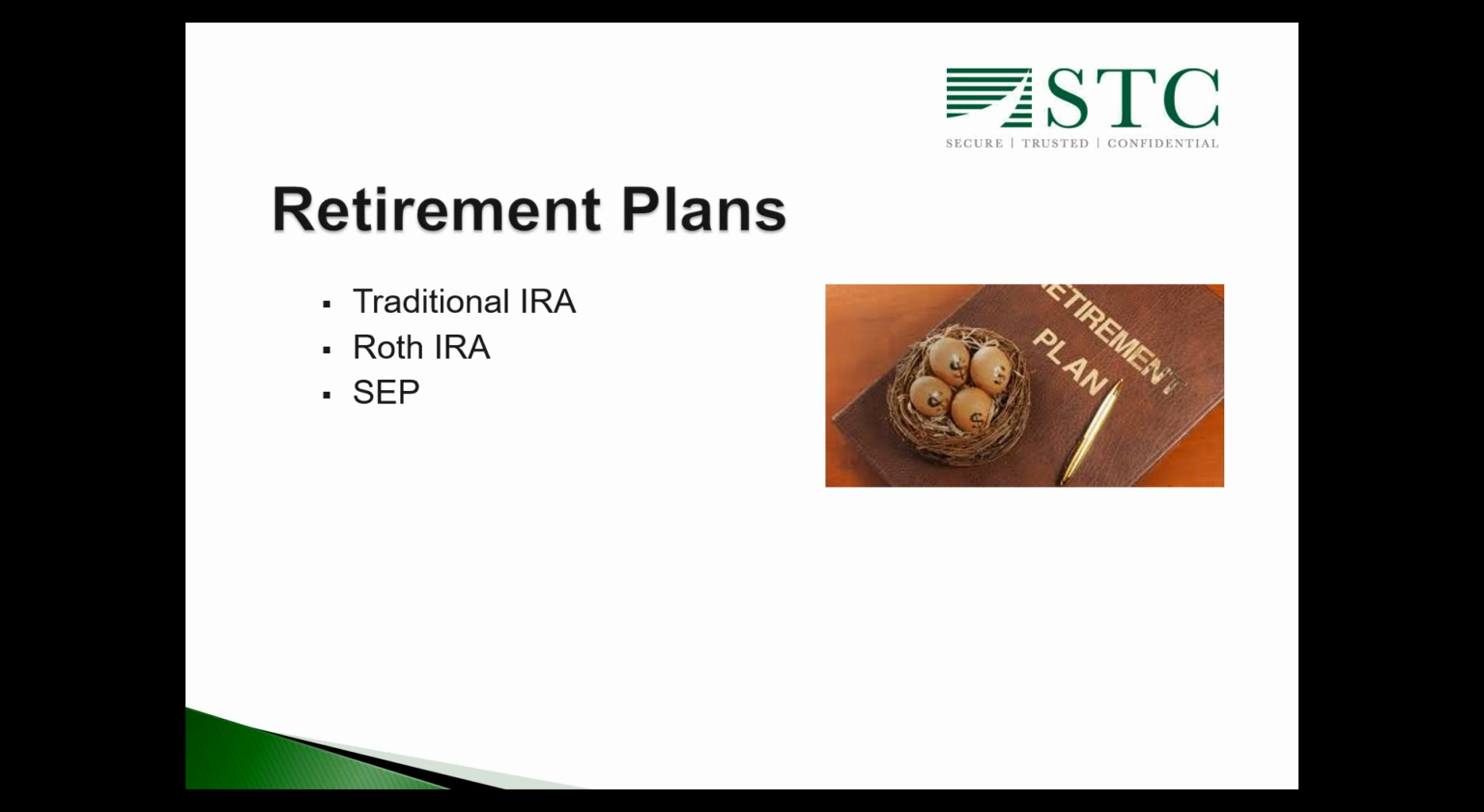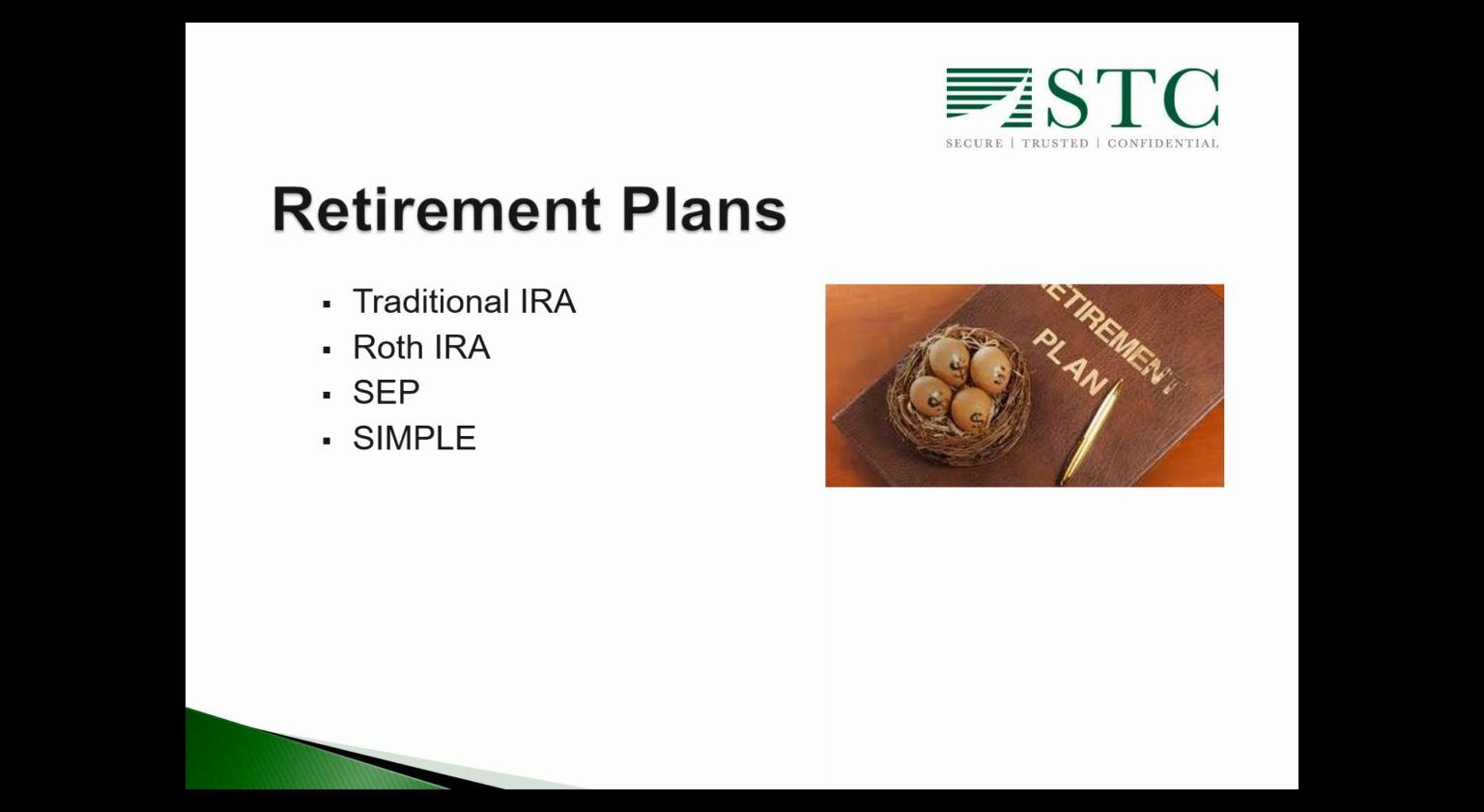A SEP plan is a simplified employee pension plan. I have seen some sole proprietors or small business owners have this type of plan. It does permit you to make both an employer and an employee contribution, and it permits you to make larger contributions. So for 2022, a SEP contribution is $61,000 is the maximum.